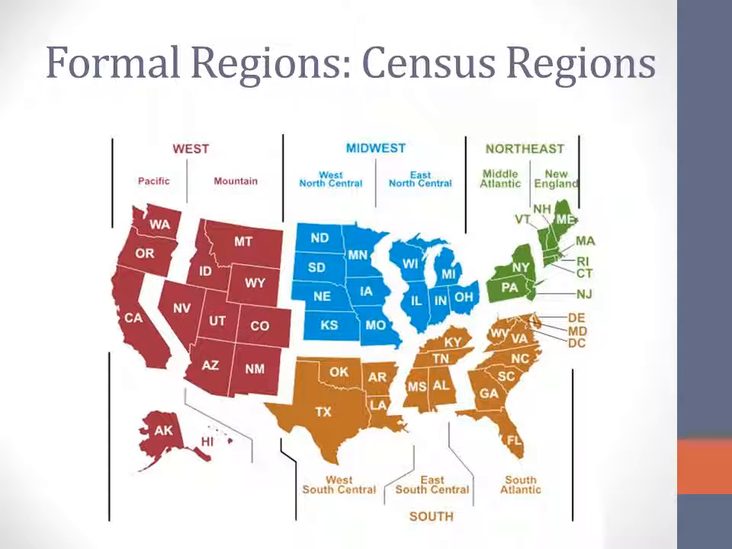This formal regions map from the U.S. Census Bureau places the District of Columbia in the South, and also in the South Atlantic subregion. Now you can pause this and look at the regions defined by the Census Bureau. The Census Bureau's regions are different from the U.S.